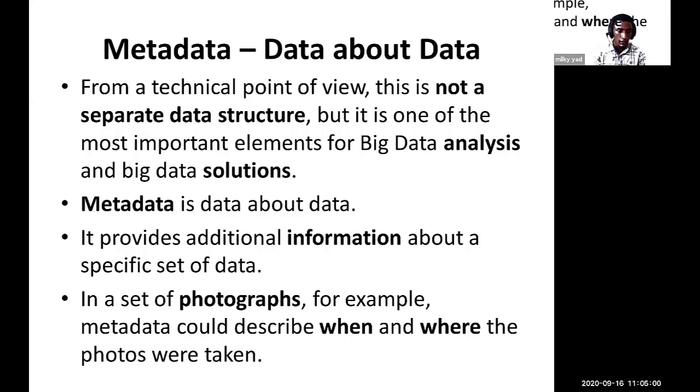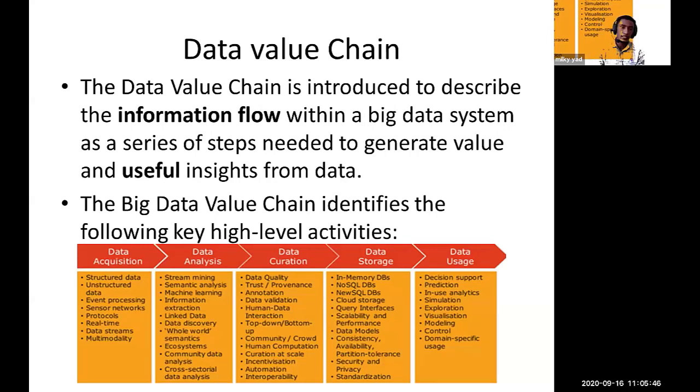For example, let us assume a photograph or image file. A metadata could describe when and where the photo was taken. That means date and place. So we need to integrate this information with the photograph. That means the date and place the photograph was taken. So we say that this is called the meaning, or metadata, or description of data. So metadata is a special type of data in data science.